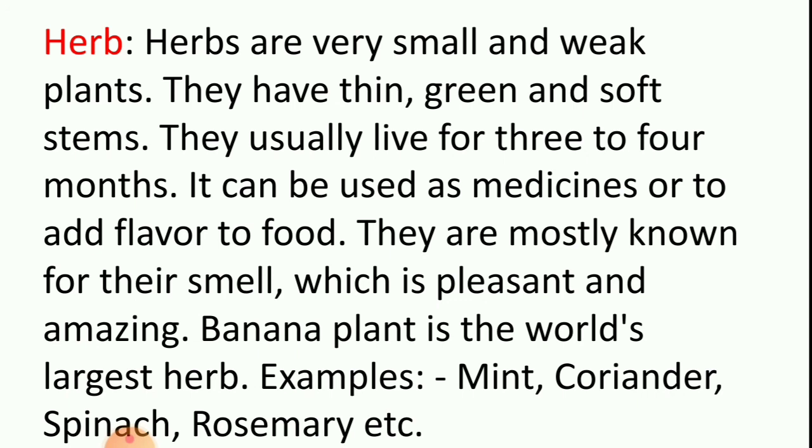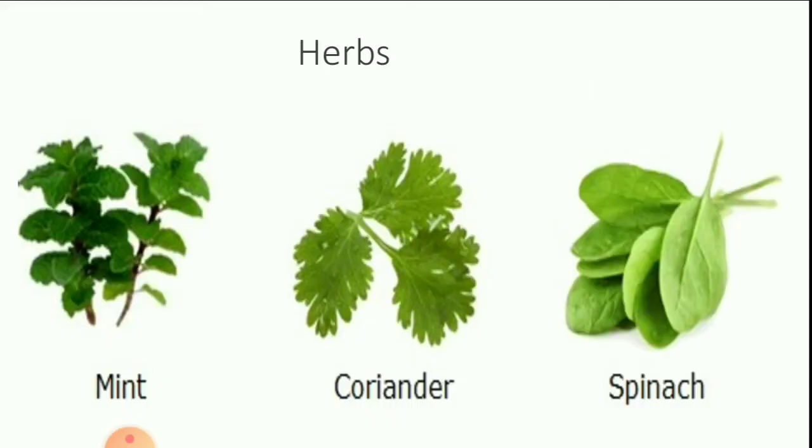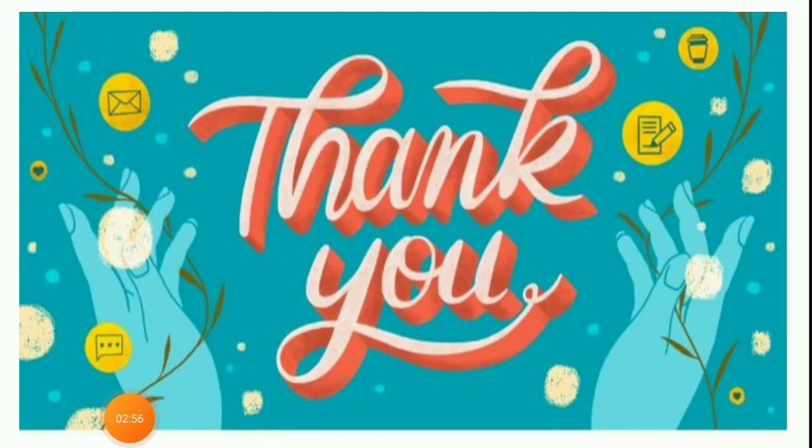Yes, we have learned that the banana plant is a herb and it is the world's largest herb. Examples are mint, coriander, spinach and rosemary. So that was all for today. We have learned 3 different types of plants: trees, shrubs and herbs.